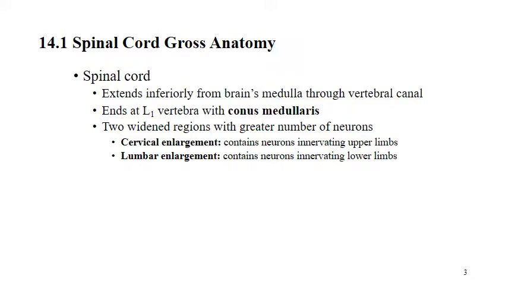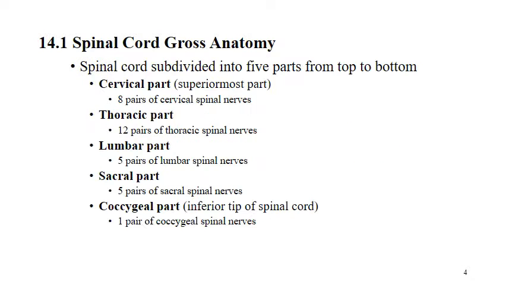One is the cervical enlargement, which has a lot of neurons that are going to be innervating the upper limbs. And then farther down we have the lumbar enlargement, which also contains neurons that are innervating the lower limbs. The spinal cord can be subdivided into 5 parts from top to bottom. So similarly to how our vertebrae can be separated into 5 different parts, we do the same thing with the spinal cord. So our cervical section is going to be those 8 pairs of cervical spinal nerves.